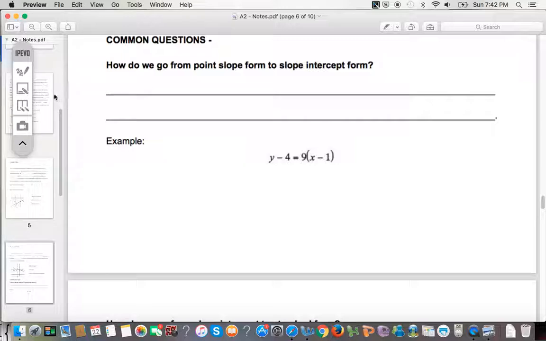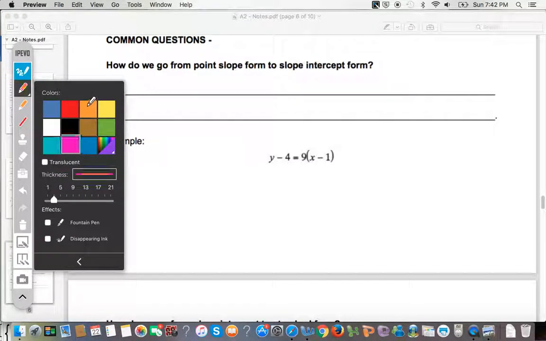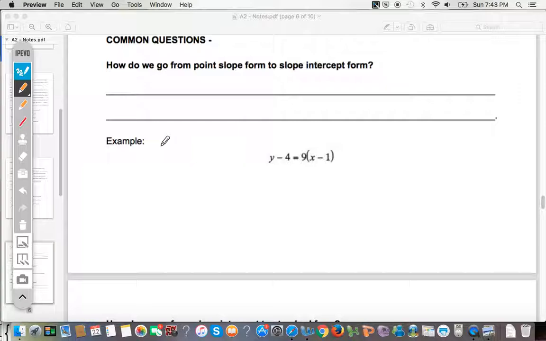So let's go over some common questions or scenarios here. How do we go from point slope form to slope intercept form? All we have to do is distribute our slope and then solve for y.